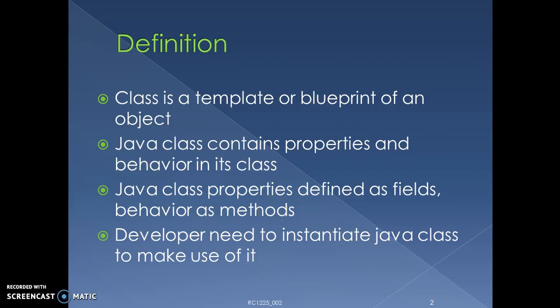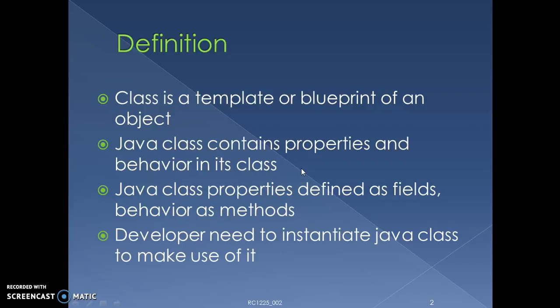Now we'll move into this definition of a class. A class is a template or a blueprint of an object, which is going to be instantiated later, based on the class we define. And a Java class contains the properties and behavior of its class.